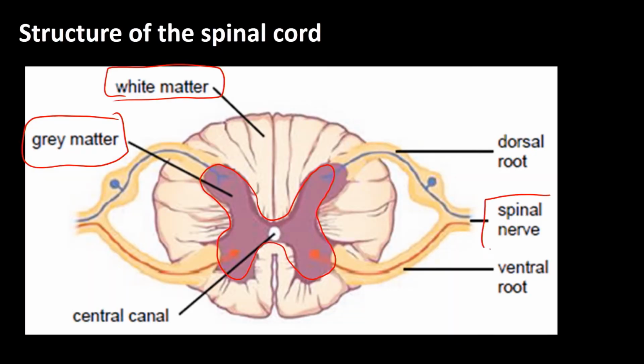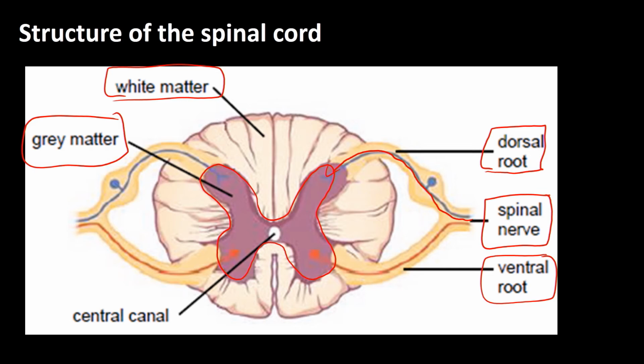Between the vertebrae, you will find spinal nerves entering and leaving the spinal cord. But they don't do that in an ordinary way, because as the spinal nerve gets to the spinal cord, it divides into two parts, which we call roots. The part closest to the back of your body is called the dorsal root, and the part closest to the front of your body is called the ventral root.